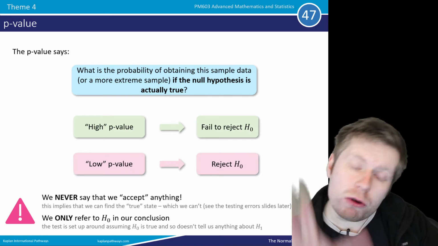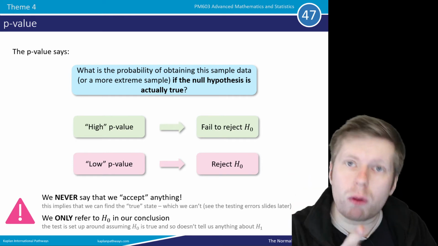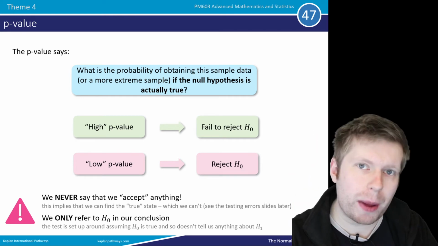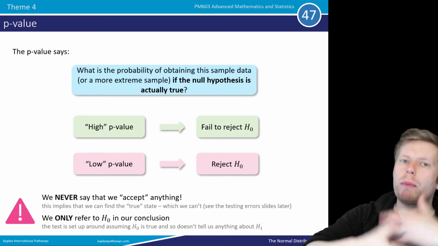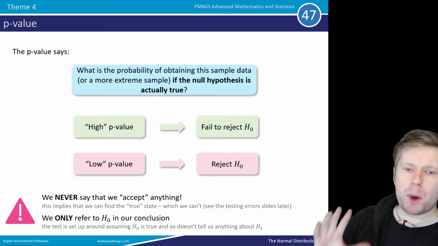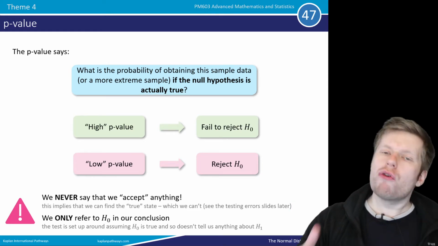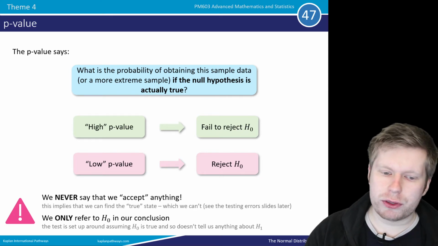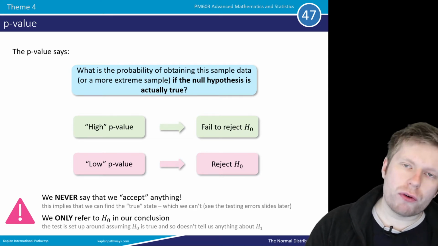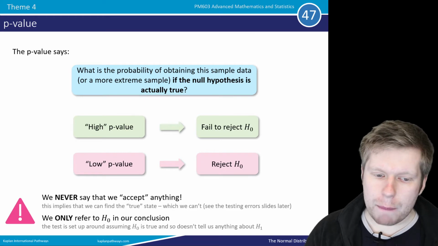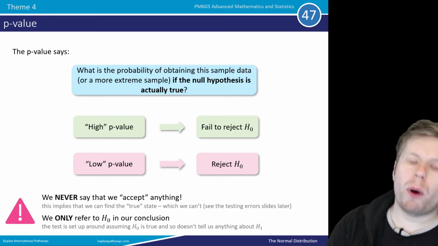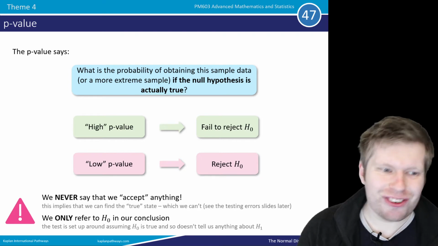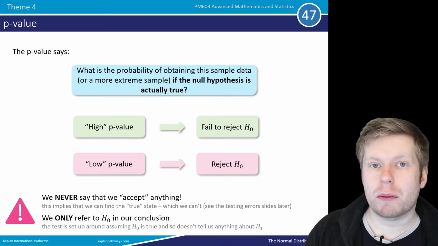Also, we only ever refer to the null hypothesis. We never talk about the alternative hypothesis. The alternative hypothesis is there to help us set up the test, but we never ever in our conclusion refer to that alternative hypothesis. We only ever refer to the null hypothesis because the test is set up assuming the null hypothesis is true. So as a result, it doesn't tell us anything about the alternative hypothesis.